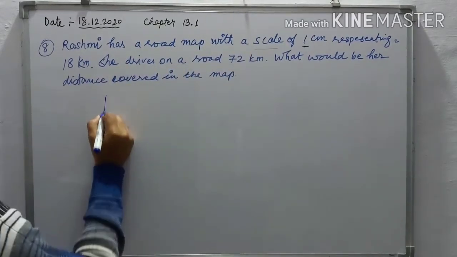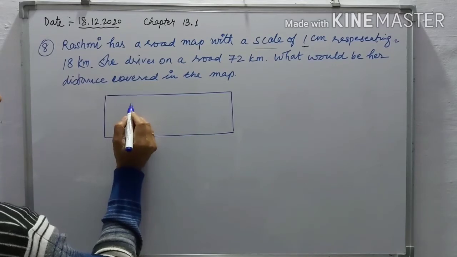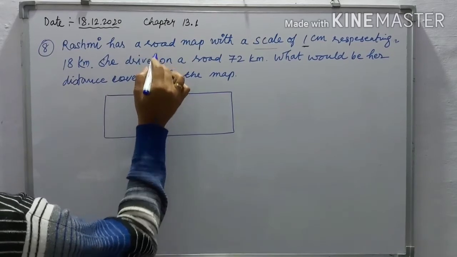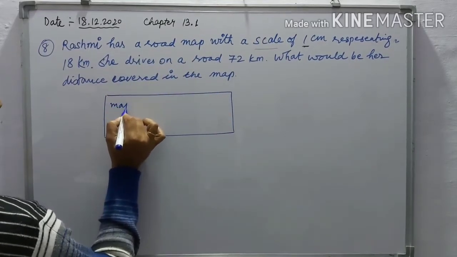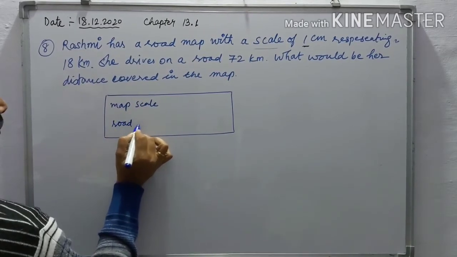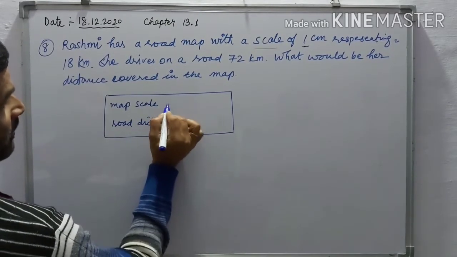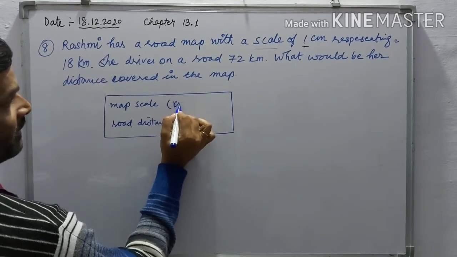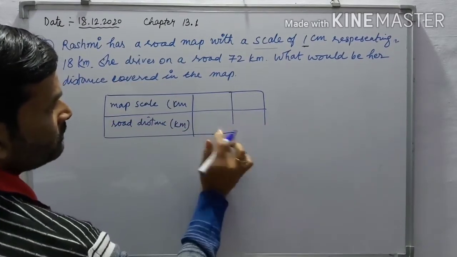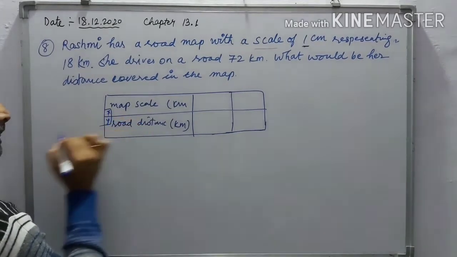Now we make a table. In this, two quantities are given. The first is the map scale and the second is the road distance. Road distance is in kilometers and map scale is 1 in centimeters. Make a table. Now these are the values of standard x, y.